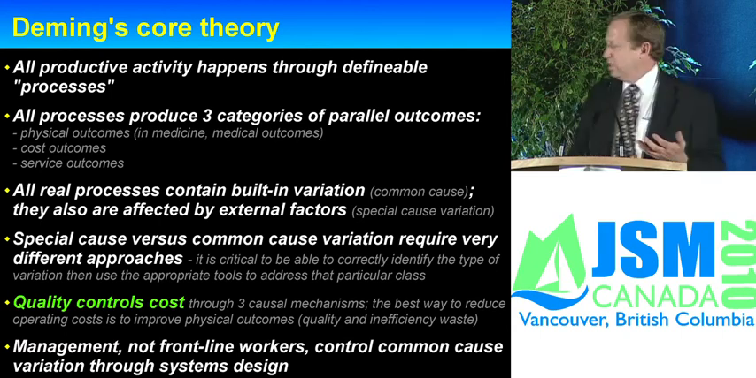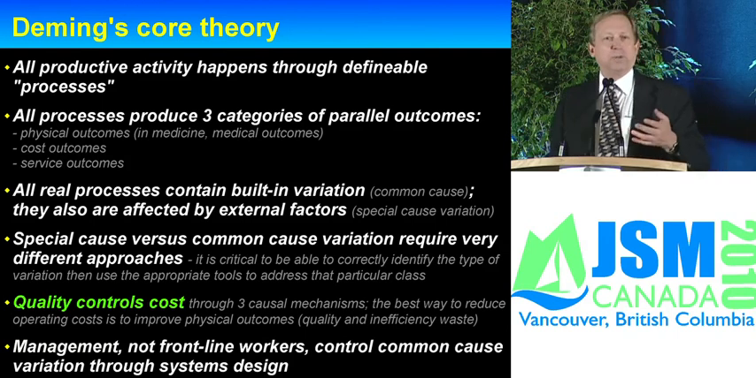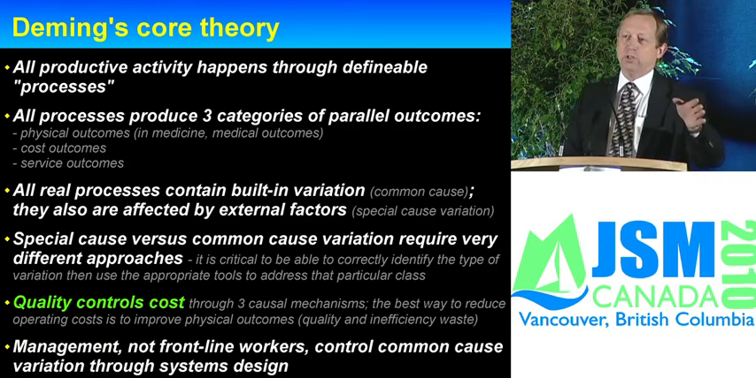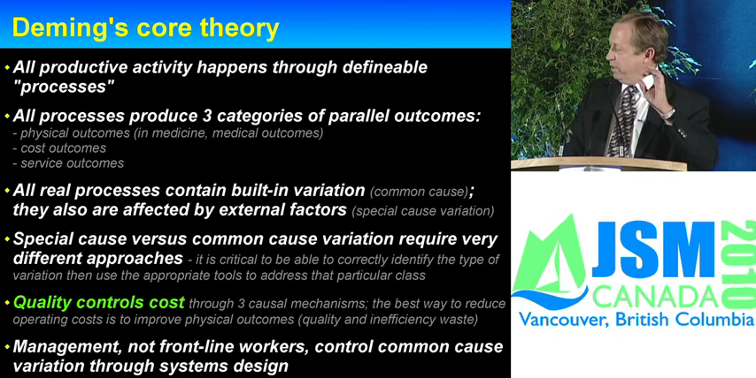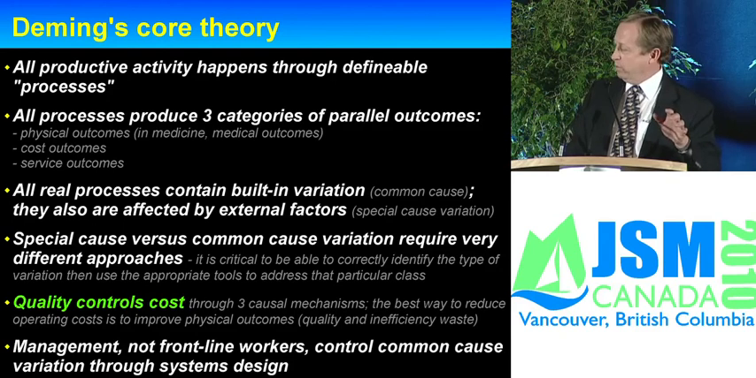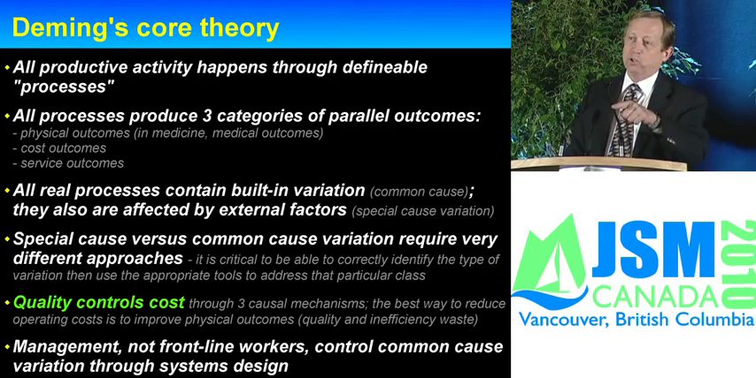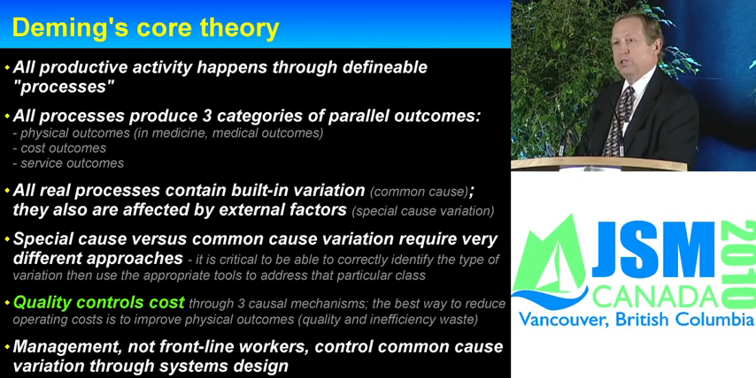He stood that in contrast to variation arising from identifiable external factors. He called those special causes. His point, those 2 types of variation require very different management techniques to address them, and more particularly, management controls common causes, not frontline workers. Of course, the piece that really hit me, I listened to Dr. Deming back in 1987, attended his 4-day course, and he had just a crazy idea.